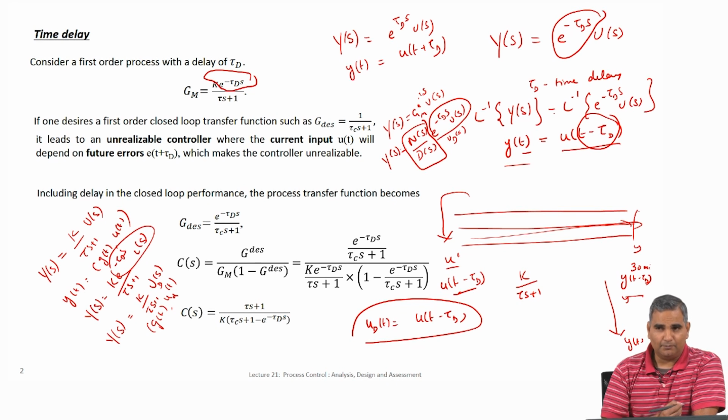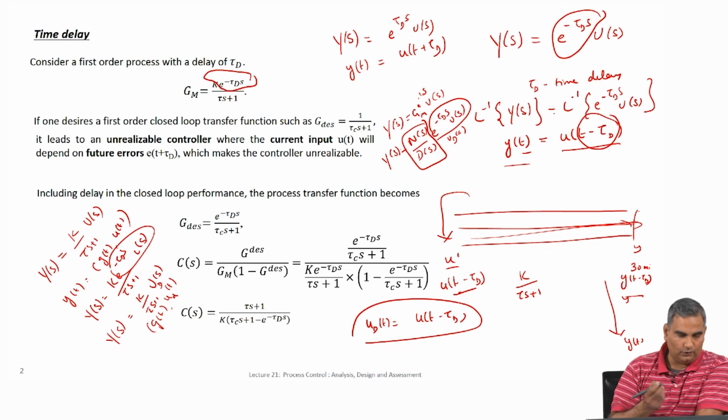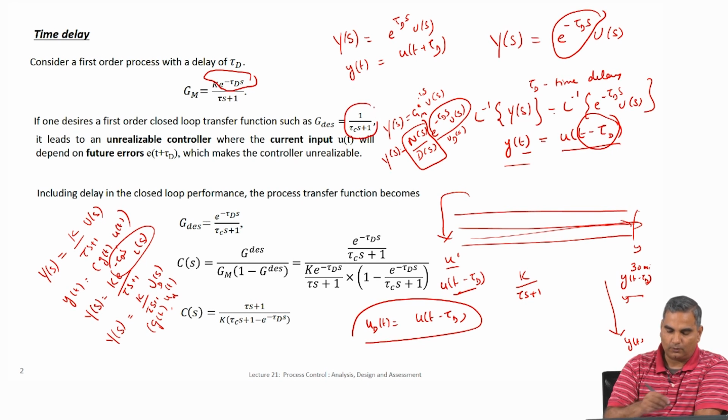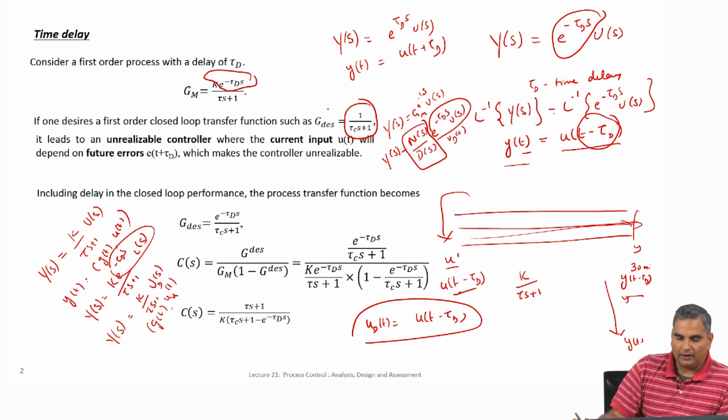However, the minute we get into closed loop form, it is a totally different ball game, which we will see now. Let us try to design a controller using direct synthesis for this model form, which is K e^(-τd s)/(τs+1). If I decide to ask for a desired response of this form, with τs+1, I want to see what happens here.